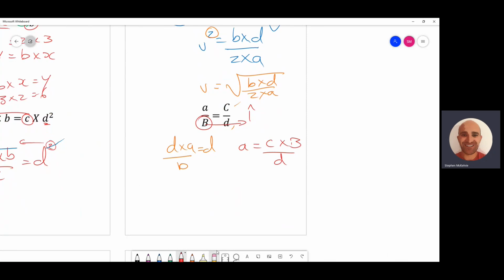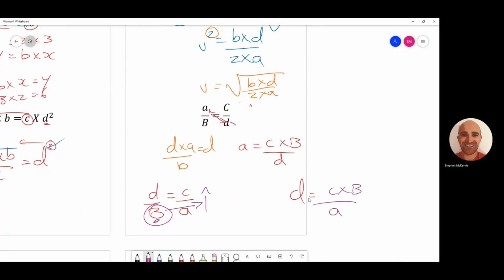If I want to find out what B or D is equal to, that's a little bit more complicated because I've got to do two moves in a row. So first thing I'm going to do is swap D with A. They're going to change places. So that gives me D over B is equal to C over A. Now I want to find out what D is equal to. So it's in a good place right here because it's on top of the line. But I need to get rid of this B. So I take the B, move it to the other side of the equals to, then to the other side of the line, giving me D is equal to C times B over A.